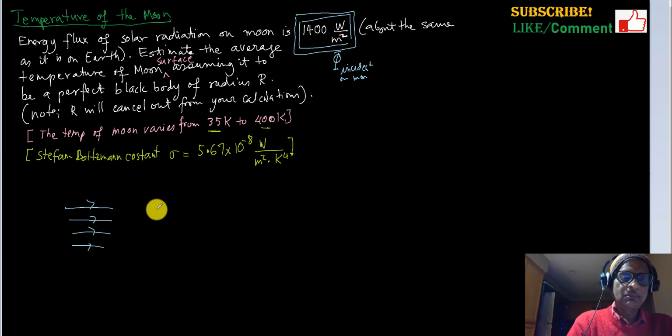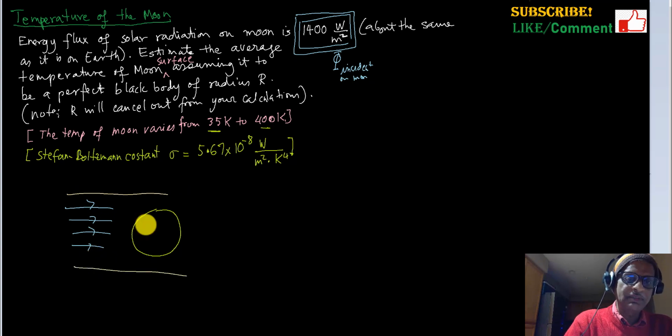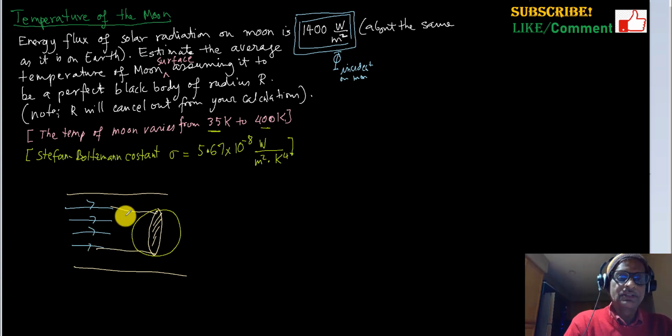One way to analyze it: if the sun rays are coming in and maybe you have a moon here, then of all the rays that are coming in, the ones within this area of cross section will be absorbed. That means the flux here times the area of cross section tells me the energy that's absorbed, and this is energy per unit time.